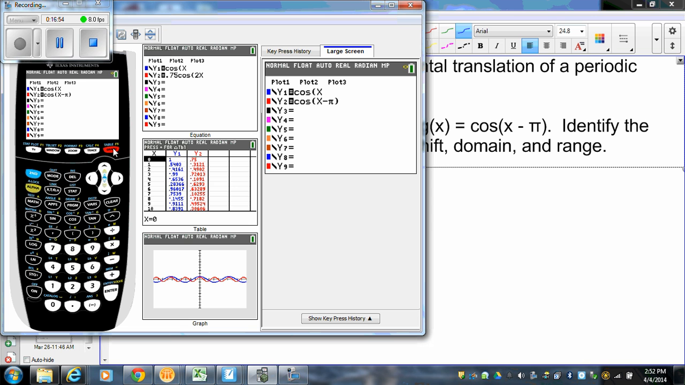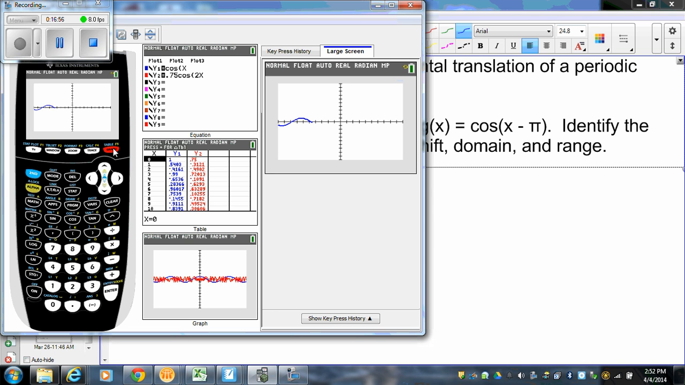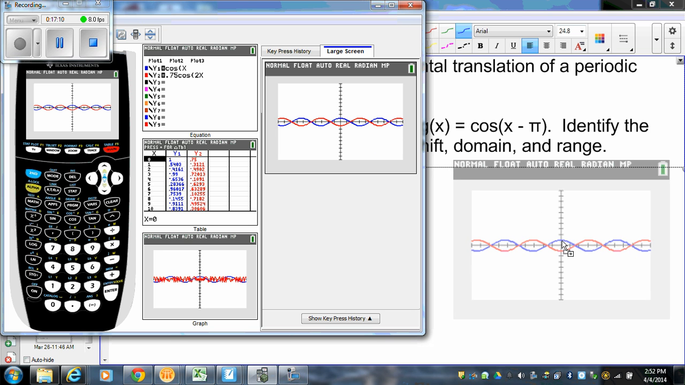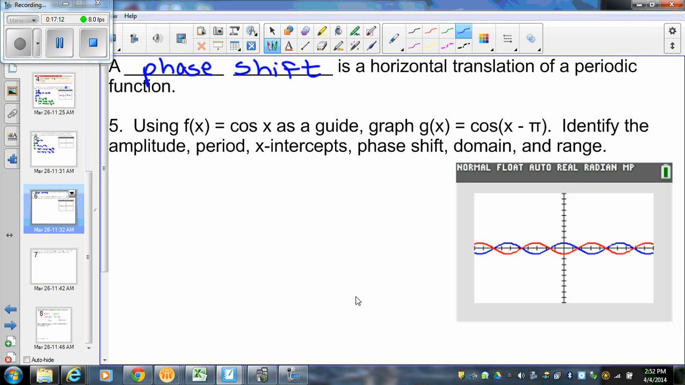Let's look at these graphs here. There's my regular cosine curve. There is cosine of (x - pi). So definitely something has happened here, right? I can tell that the height is still the same. It still repeats in the same interval. It's just all of my points have been shifted over.